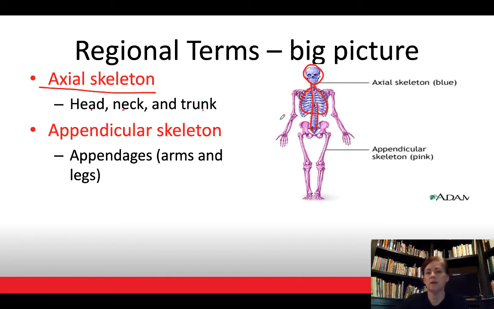The rest of the skeleton is going to be considered the appendicular skeleton. We say this because the appendages are what we call our arms and our legs. Our shoulder girdle, which is our shoulder blade, and our upper extremities, and then our pelvic girdle, which is what you think of as your hips or your pelvis, and your lower extremities are all appendages, and they are classified as your appendicular skeleton.